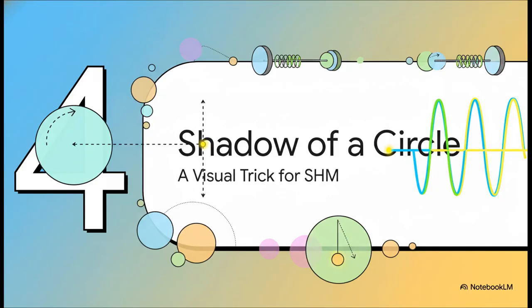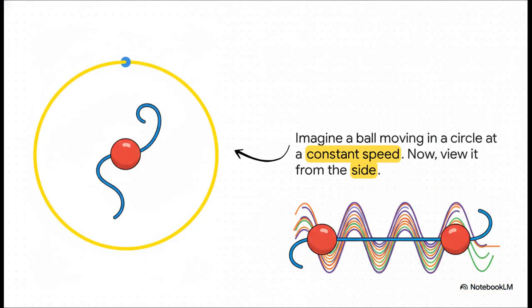Okay, so that equation is incredibly powerful, for sure. But there's an even more intuitive and honestly more beautiful way to picture simple harmonic motion. It's like a little visual magic trick. I want you to picture this. You've got a ball on a string, and it's spinning around in a perfect circle at a perfectly constant speed. Got it? Now imagine you crouch down so your eyes are level with the circle. You're watching it from the side, edge on.